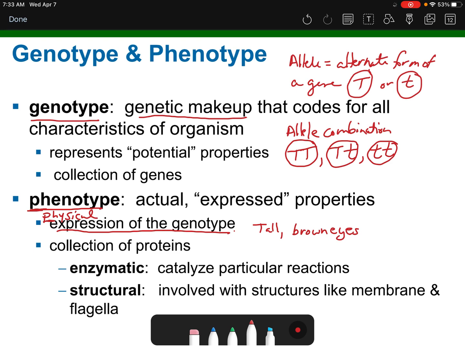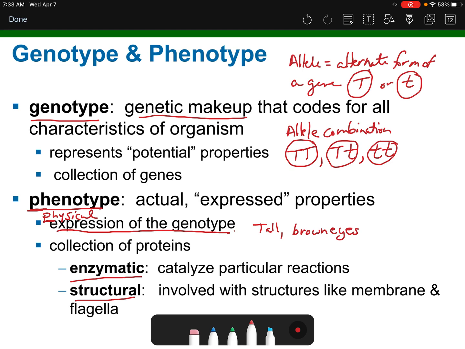When you think of all the different proteins that are in your body, and a lot of them are enzymes, that's also a phenotype, whether or not that enzyme functions properly based on the genotype you inherited. So it could be structural, like having certain structures that you can see, or it can be enzymatic, where it helps in catalyzing certain reactions.